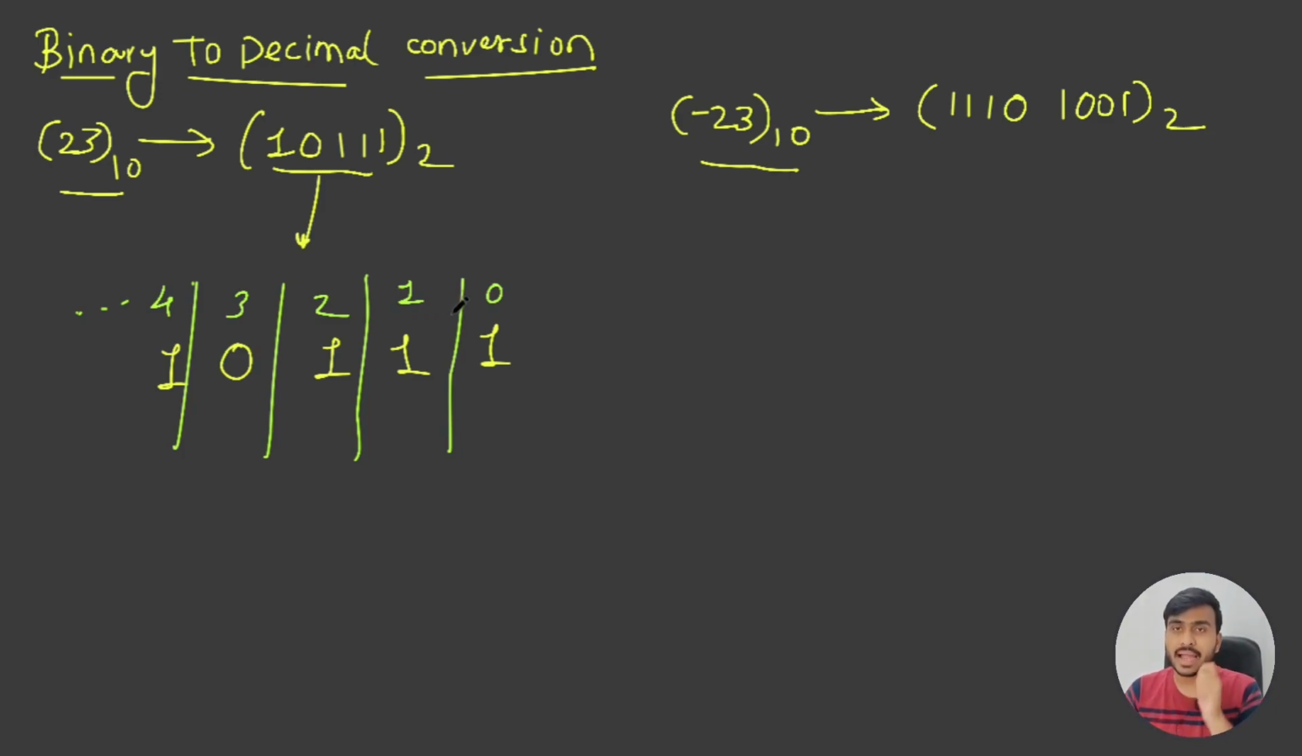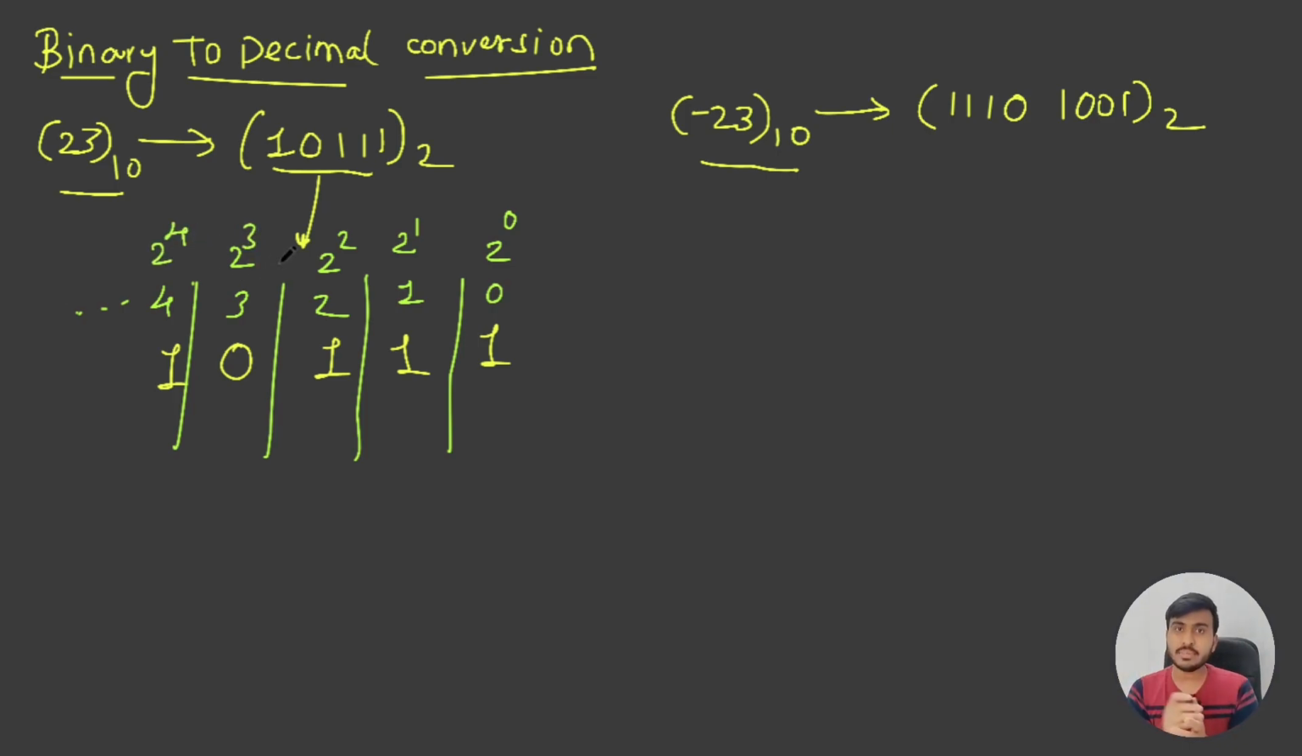Now each and every position is going to have some positional value. In case of a binary number, the positional value of a digit is going to be 2 raised to the position number. So for this digit, the positional value is 2 raised to 0. For this digit, it is 2 raised to 1. Over here it will be 2 raised to 2, over here 2 raised to 3, and over here 2 raised to 4.